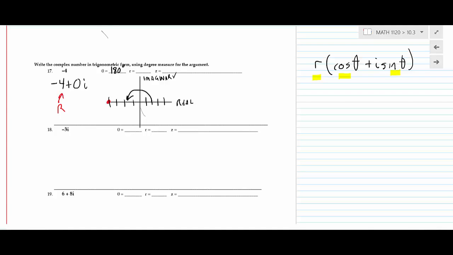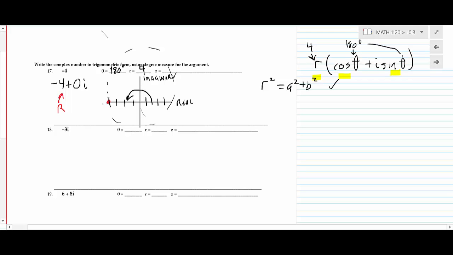Now what r is. You can always find r by doing r squared equals a squared plus b squared if you need to. But keep in mind, there is a circle going around that point right there. The radius is simply the distance between this and this. What is that distance? 4. So the radius is 4. You can do that in your head. You don't have to do r squared equals a squared plus b squared unless you feel like you need to. Okay, but the radius we're going to use is always a positive number. We're not going to use a negative radius. Okay, so once we have that, we just plug everything into this formula. So 4 is going to be the radius, 180 degrees is going to be theta, and then we're done.